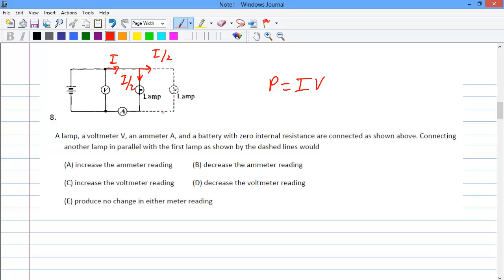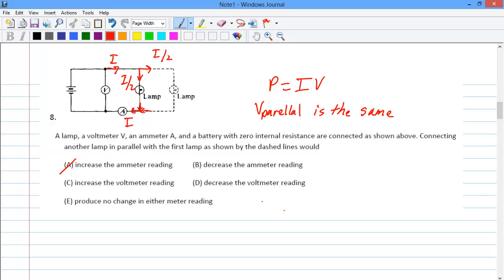But remember that the voltage across parallel components is the same. So the power or the light radiating is going to be less because there's less current, but the voltage stays the same. So we want to see what's going to happen. Well, first one says increase in the ammeter reading. Once the current splits up, it's going to reunite here, and so we're going to get the total current going through the ammeter. So there is no change in it.